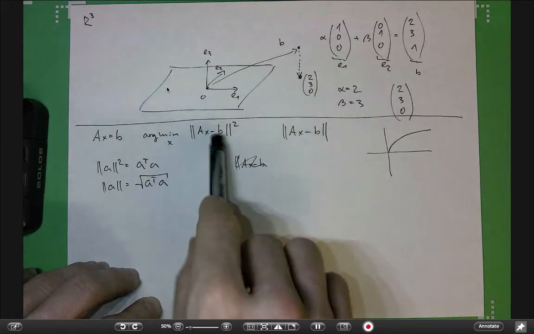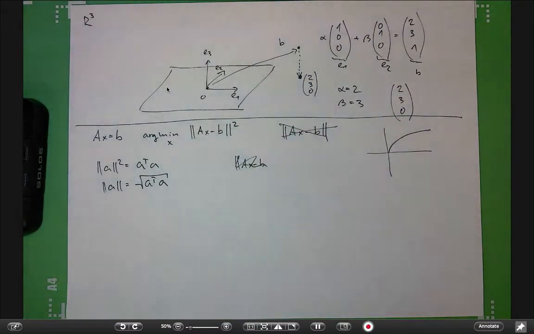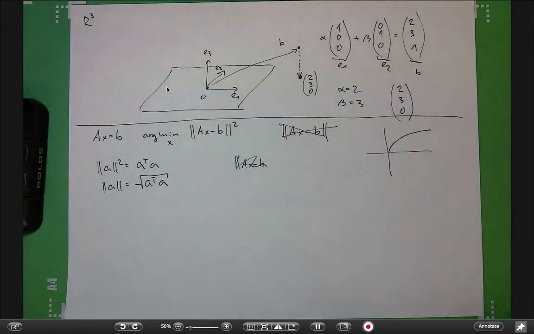So that's why I put this rather than this. But it would be equivalent. The minimum is exactly the same. The x which attains that minimum is exactly the same. The value, of course, is not the same. The value here is the square root of this, obviously.